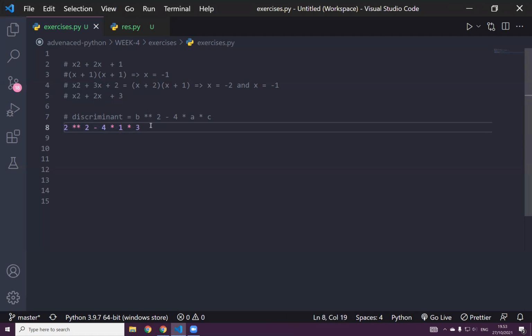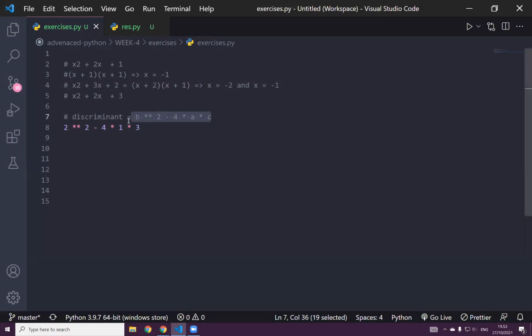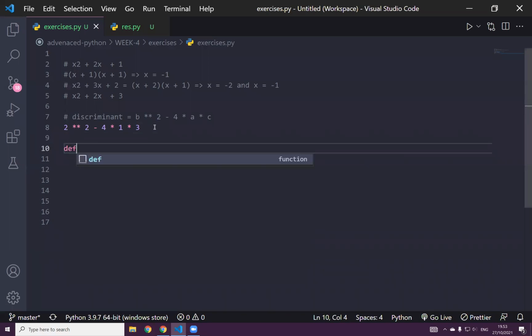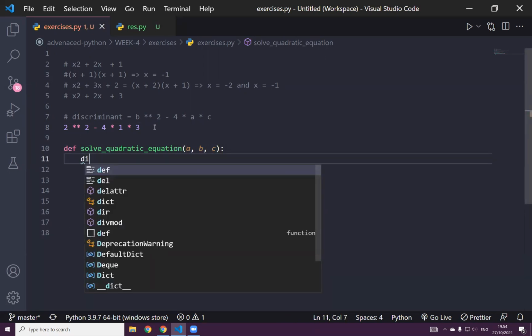So this is the discriminant. As you can see, we can make use of this. This is also part of the formula: b squared minus 4ac. So we can say def solve quadratic, since this is a solve to question A, B, C, and then I can just say the discriminant.